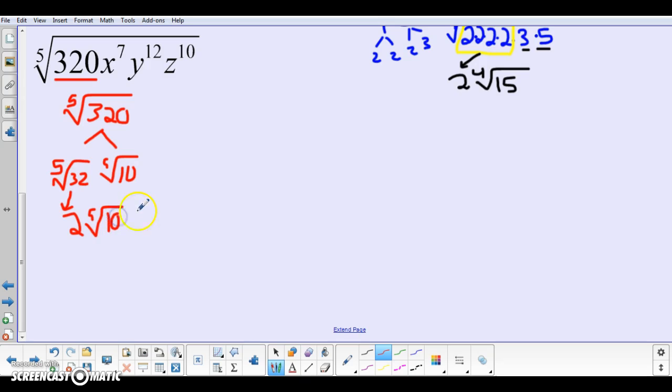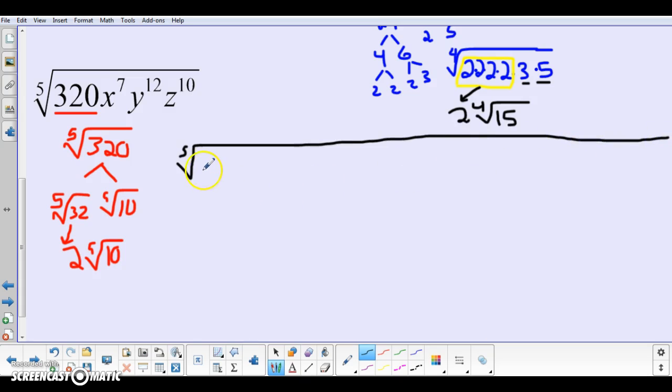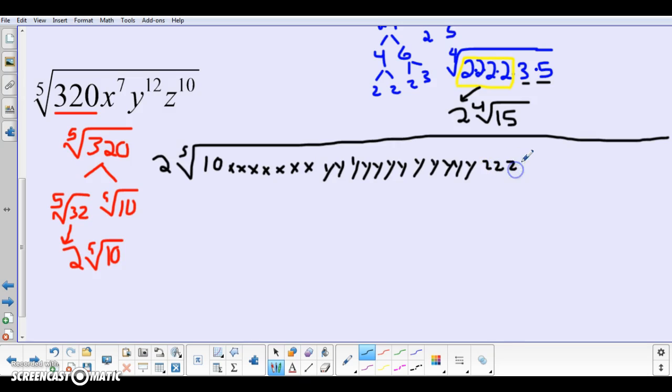Now I've also got all these variable things that I need to deal with. When you're dealing with variables, I often will start with this method of writing out all the factors. It gets a little bit messy, but maybe you can catch what's going on here. I'm going to have the fifth root of a huge radical sign. 320 we already figured out is going to be this 2 times the fifth root of 10, so I'm just going to put a 10 here, understanding that there's a 2 on the outside. Now for the variables, x to the 7th means I've got 7 x's. Then I have 12 y's, and 10 z's. A lot of stuff to write out, but now you'll see what goes on here.